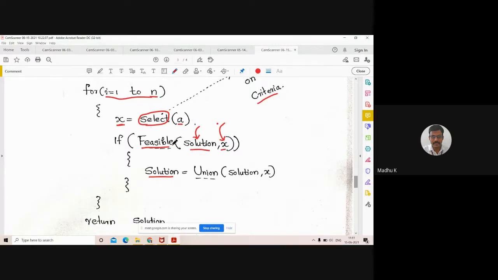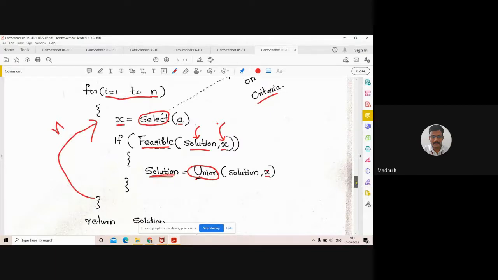If it is feasible, what will we do? We will add that X to our solution set: union of solution comma X. Union is an addition function to union two sets, the solution set and the individual X. In this way, it will perform n stages. Each time an input is selected and works in this way.